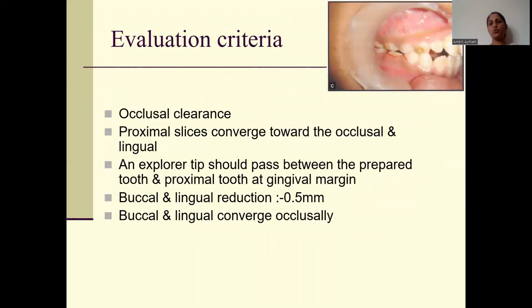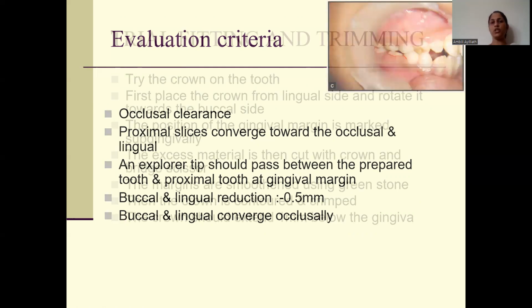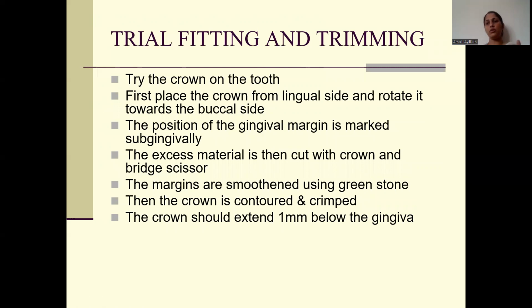Once the tooth preparation is done, we have to evaluate the occlusal clearance, whether it's 1 to 1.5 mm. Then we see whether the proximal sides are converging occlusally. Then we pass an explorer tip through the prepared tooth to see whether there is a ledge formation at the proximal side. I told you buccal and lingual reduction should be minimal, just 0.5 mm, and the buccal and lingual walls should be converging occlusally. Once you evaluate the occlusal clearance and everything, then we go for a trial fitting and trimming of the crown.